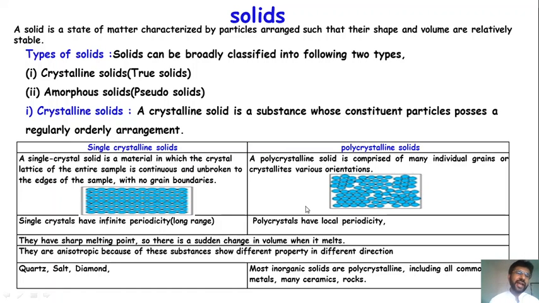For single crystalline materials, we can take the example of quartz, salt, diamond and the like. Polycrystalline solids: mostly the inorganic solids are polycrystalline in nature, including all common metals, many ceramics and the rocks, which are polycrystalline materials.